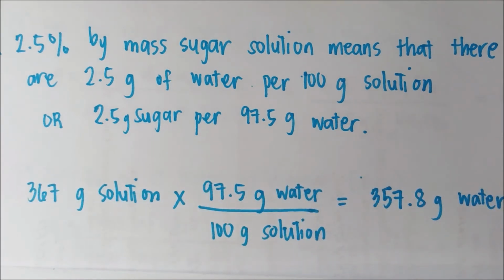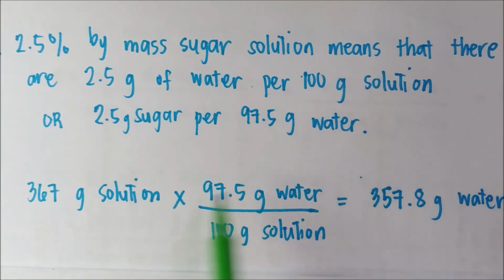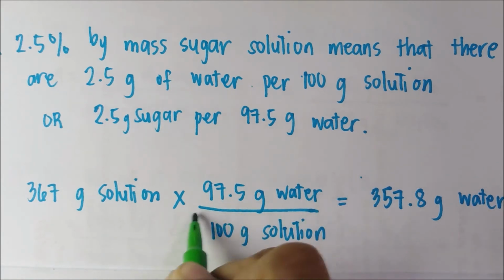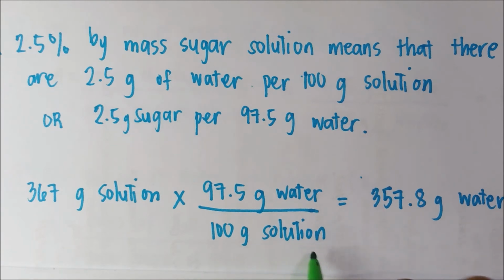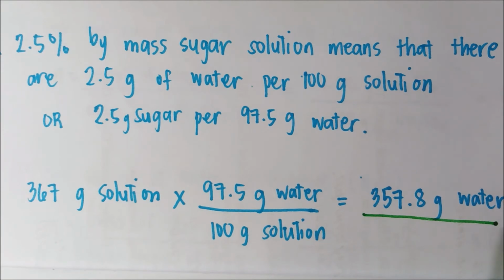So, to get the grams of water needed, we're going to start with the first given. So we have 367 grams sugar solution. So we multiply now that to the value of your water per solution. Okay, so you now have 97.5 grams water divided by 100 grams solution. Okay, so our final answer would be 357.8 grams water. Okay, so in analyzing your problems, you need to be careful.